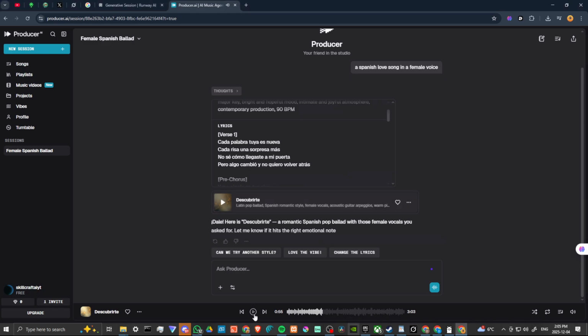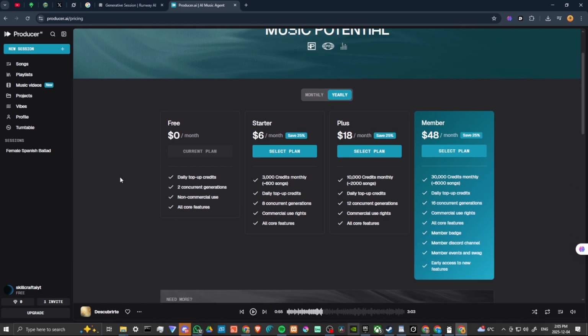So there you go. That gives you an idea of what Producer is capable of. And quite honestly, I'm seriously impressed with Producer. If you haven't used it yet, head over to producer.ai and you could start playing around for free. And it really is quite powerful. The results are really quite lovely for something that is free. That you can upgrade. Let's go ahead and take a look at that here.